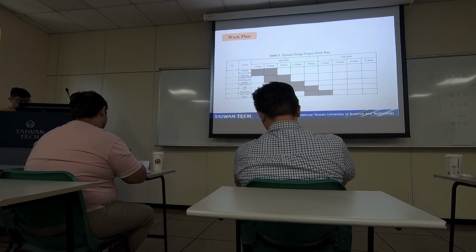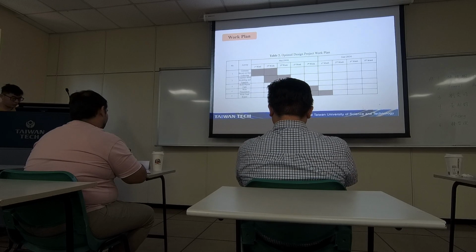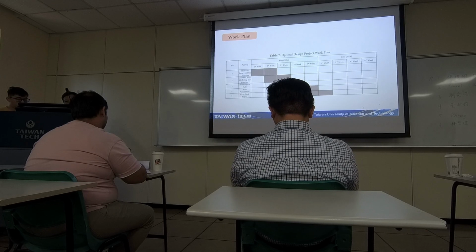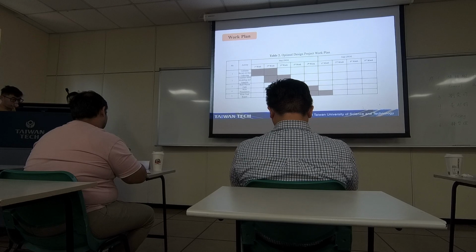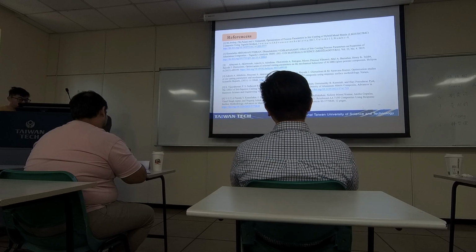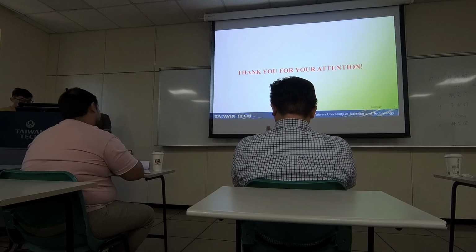Based on the scheme, this is the Gantt chart for the optimal design project. First week of May is literature review and data collecting. Second week of May is construct math modeling and equation. Third, build Python code in the third week, and 4 is write presentation. 5 is write final report. So this is our reference, and thank you very much for your attention.